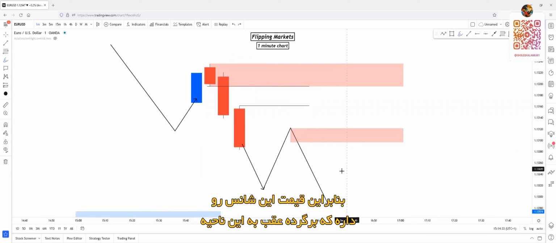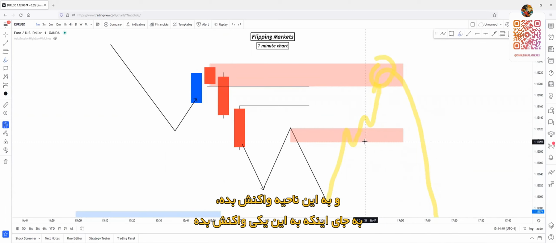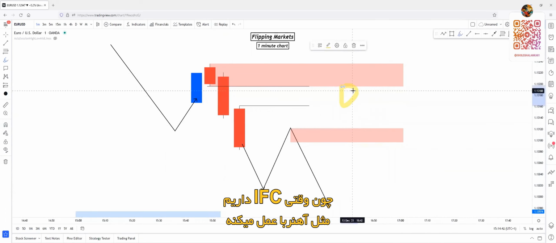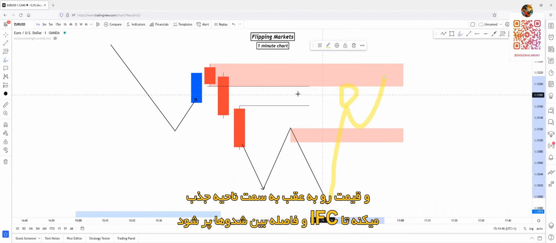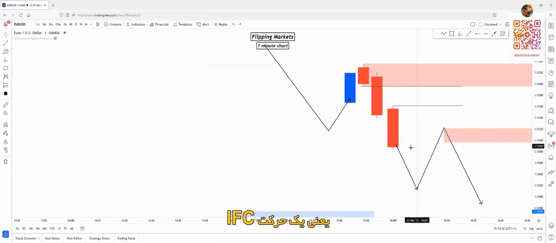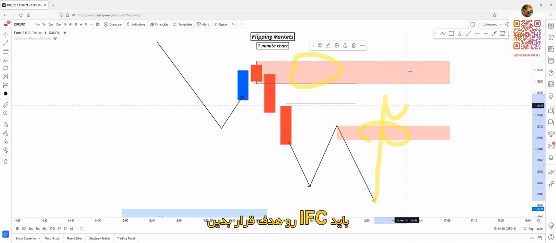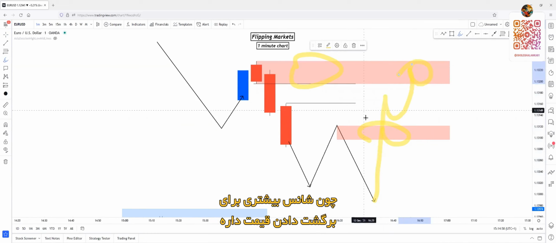So price has a greater chance to levitate back up to this supply zone and react on this than reacting on this one. Because if there's inefficiency, it will work like a magnet. It will magnetize the price back up to that zone and fill up the gap between the wicks. So if you see something like this, one inefficiency and one efficiency, you will aim for the inefficiency because it has a greater chance to reverse the price than this efficient movement.